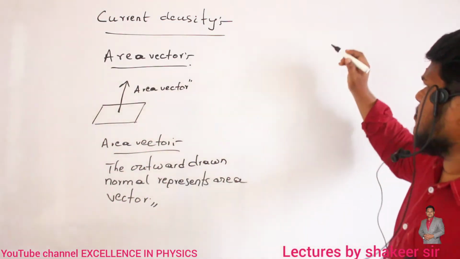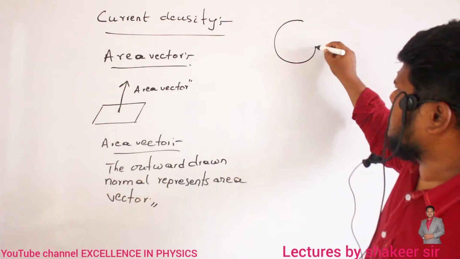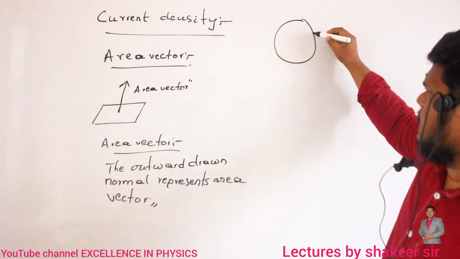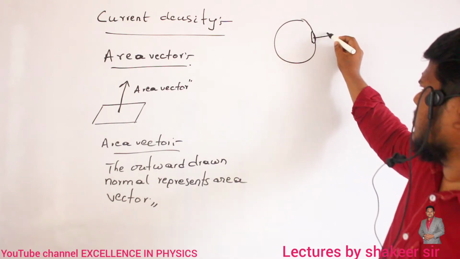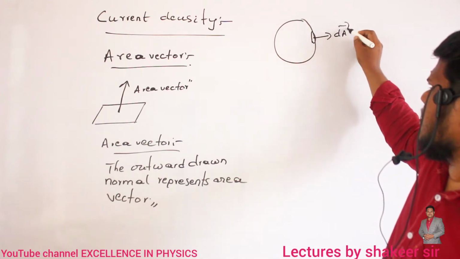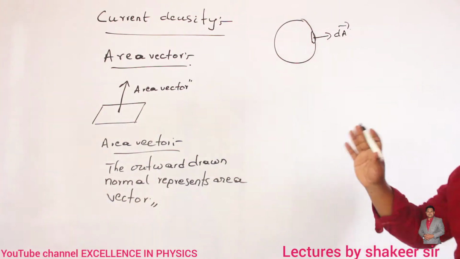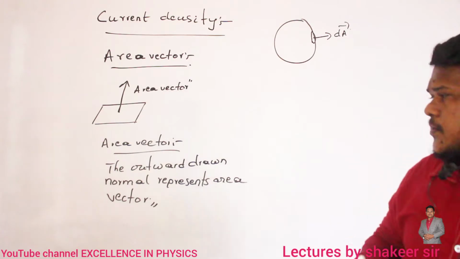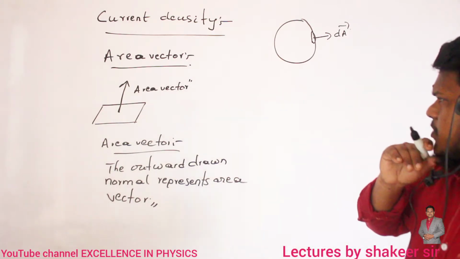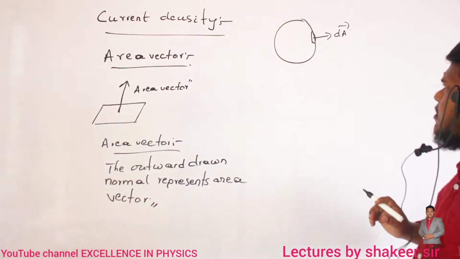For example, if I take this type of spherical surface and I want a small area here, then this small area or differential area can be represented as dA dash. So the outward drawn normal will always be called the area vector. Now we will study current density.